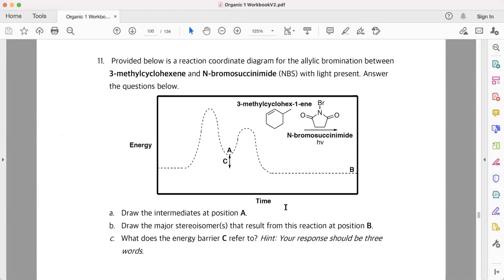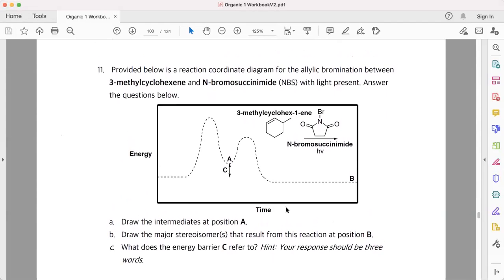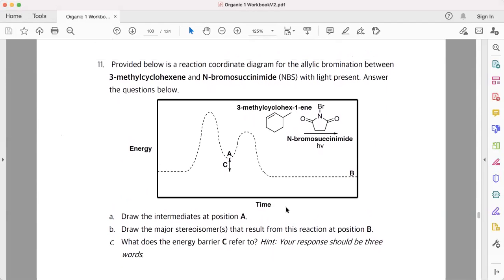Okay, so for this one, we're on this next reaction. You can tell, I think Dr. Peterson really likes these reaction coordinate diagrams for radicals, so just make sure we're all good here. So provided below is this reaction. It's an allylic bromination reaction with 3-methyl-cyclohexenone and N-bromosuccinimide, with light present as the initiating source.